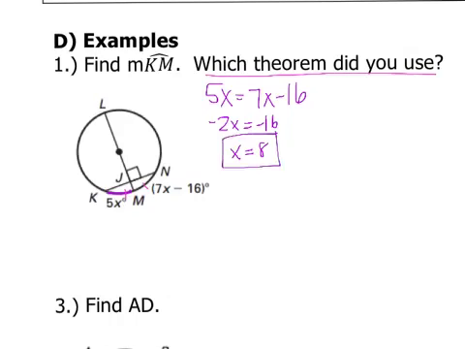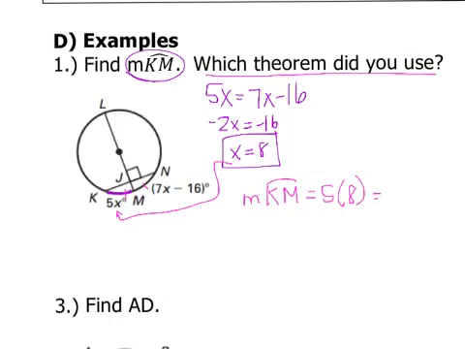So the value of x is 8, but remember our goal is to find the measure of arc KM. So how are we going to finish that up? Yep, we're going to take that value of the variable and plug it in. So 5 times 8 is 40 degrees.